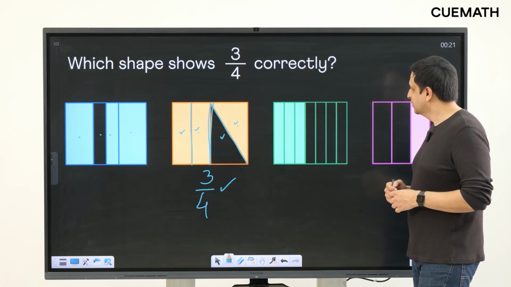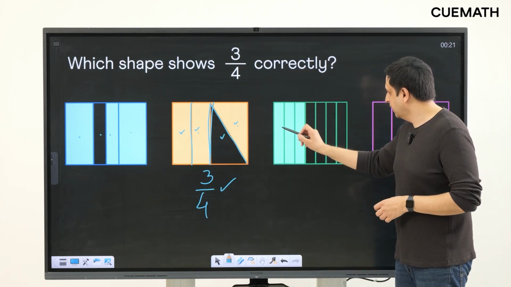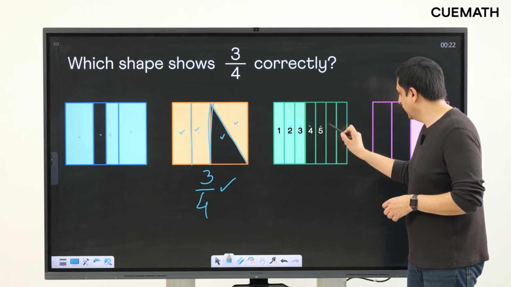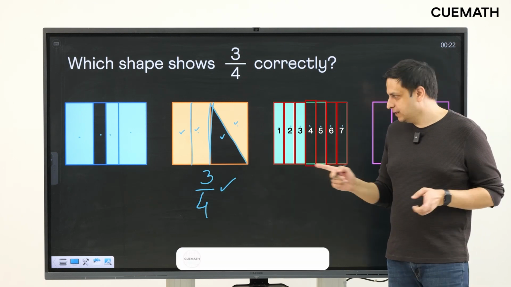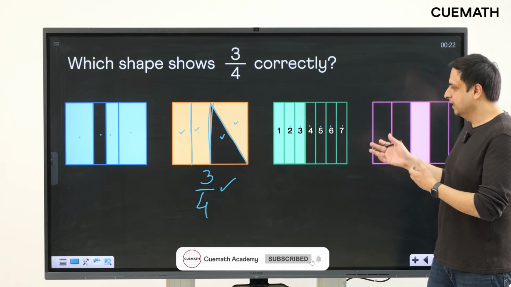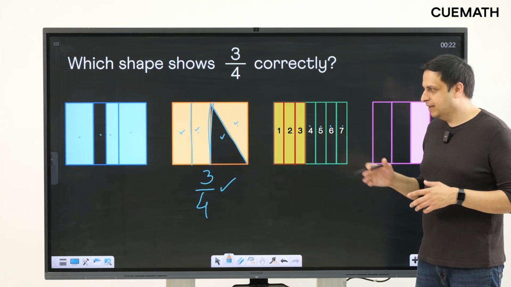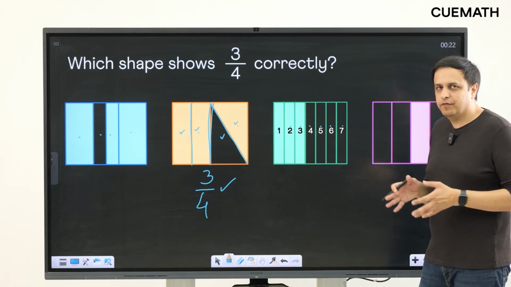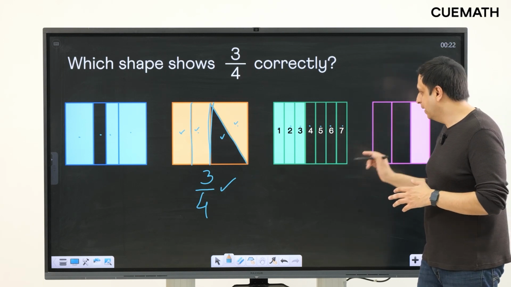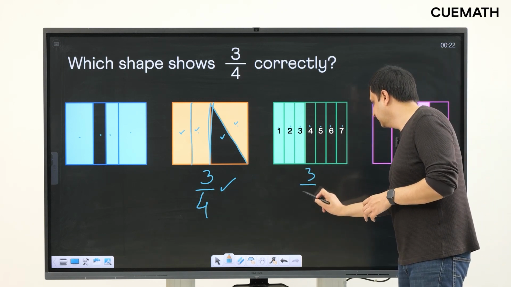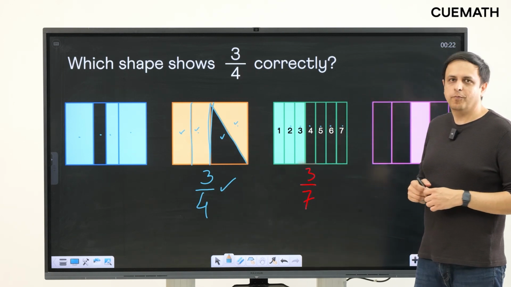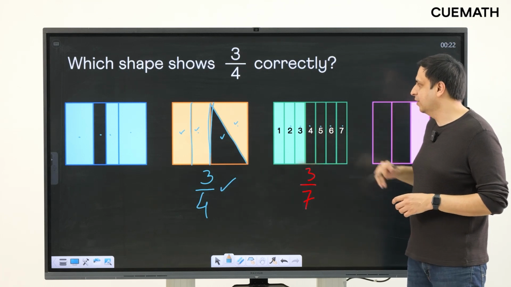What about this one? So we have the whole rectangle divided into 1, 2, 3, 4, 5, 6, 7 equal parts. The parts are equal here, as is visually obvious. 3 of those 7 parts are shaded. So this is actually not the fraction 3 over 4, but 3 over 7, because the total number of parts is 7. So therefore this is not 3 over 4.